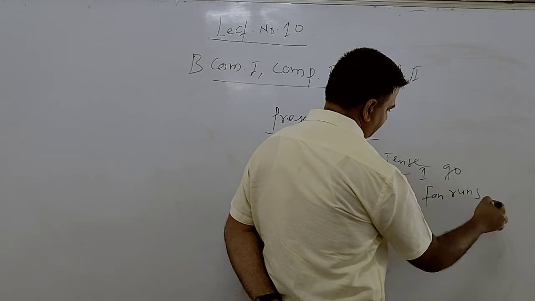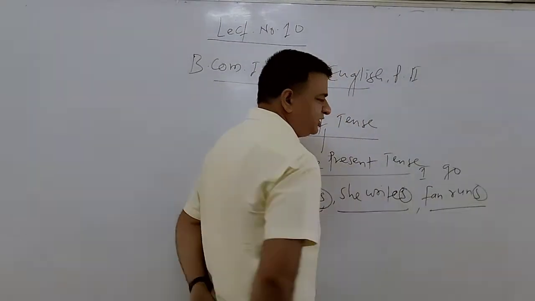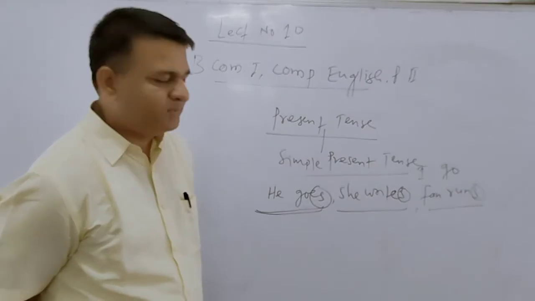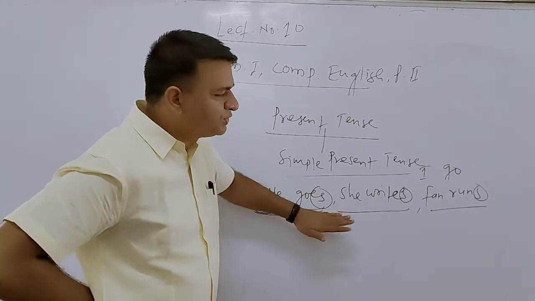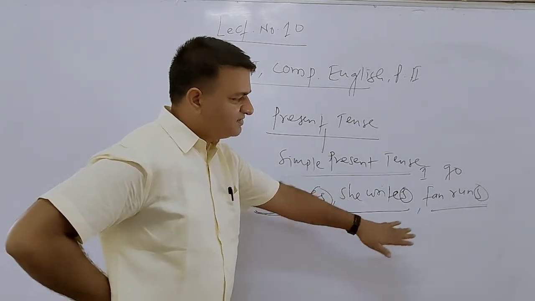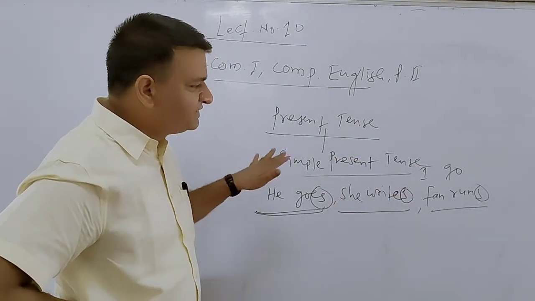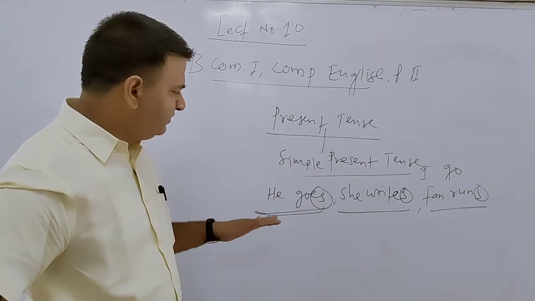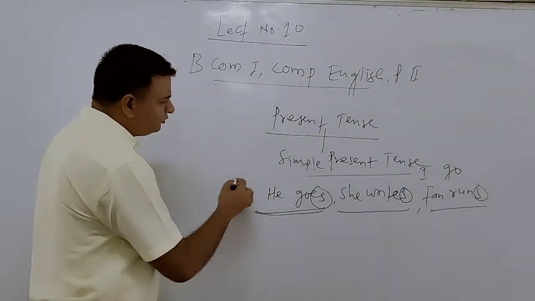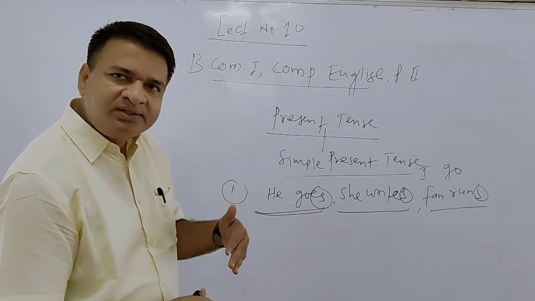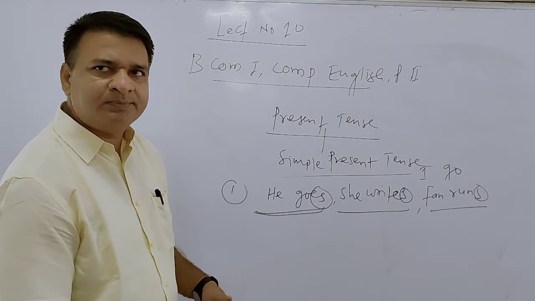Fan runs. So this is about the third person singular number, because he goes to market, she writes a letter, fan runs fast. These are the examples of simple present tense. Then we use the same verb with the second person and third person plural.